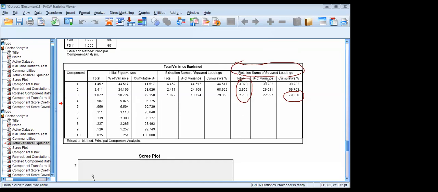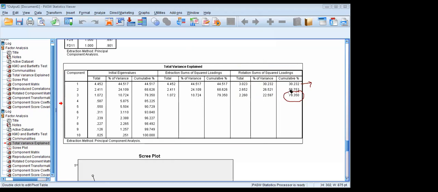Component 1 is giving you 30% of variation. Component 2, 26%. Component 3, 22.59%. So these percentages explain to what extent the variation is explained in the study. So 79 is good. Above 70, what is the thumb rule? Above 70, you can consider it.